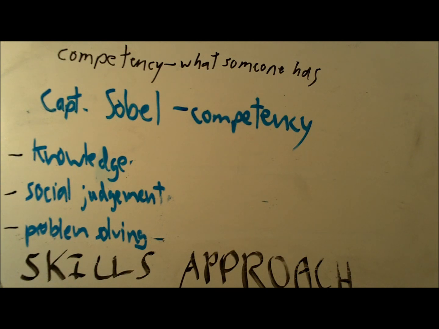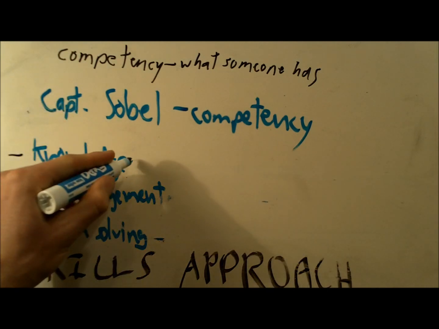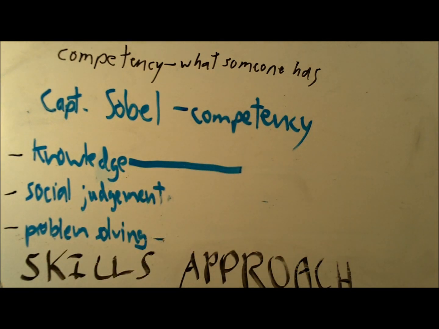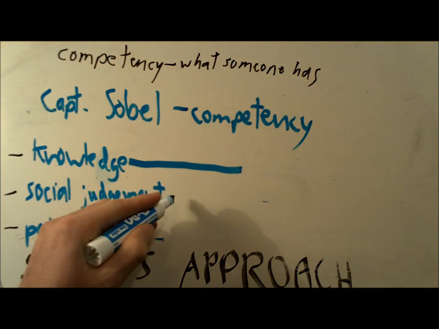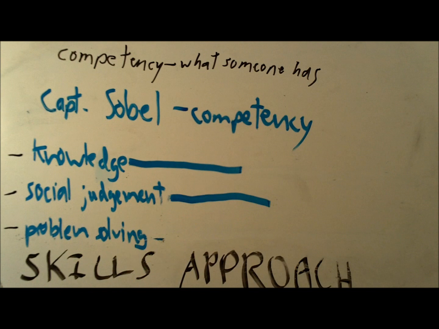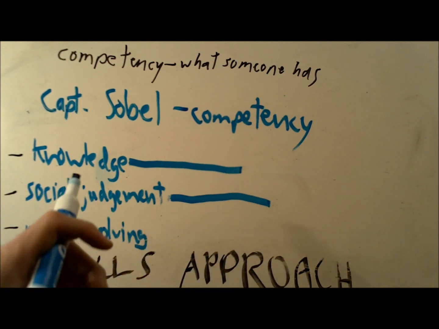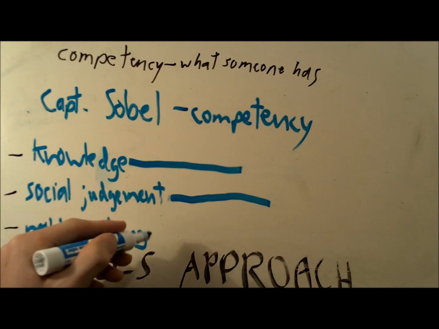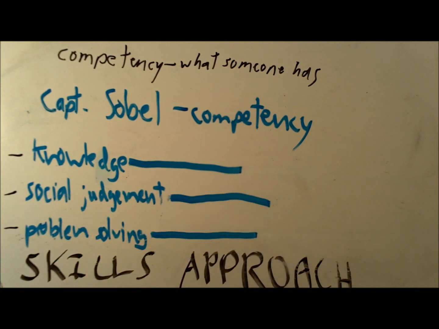So in this clip, we see that Captain Sobel's knowledge isn't quite as high because he doesn't know how to read maps very well and guide his men. Now, his social judgment isn't that high either, because he's not being very confident in commanding his men. His problem solving, then, we don't really see much of in this clip, but I'm going to say it's about medium.